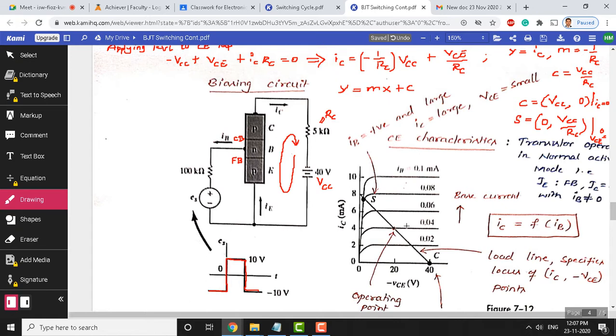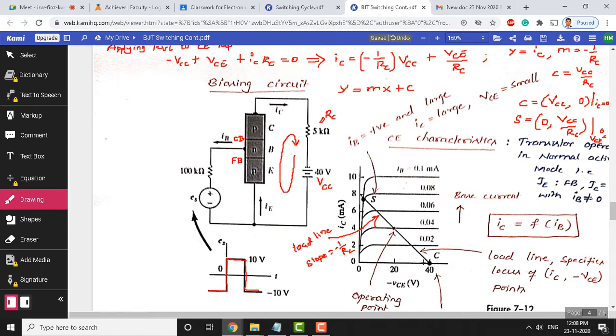Having these 2 points, you can join them and make a straight line, and this line is going to be called the load line, because the slope of this line is equal to minus 1 over RC. So, this is called the load line, and the slope of this line is minus 1 by RC. We have shown already slope is minus m, m is nothing but slope, which is minus 1 over RC.